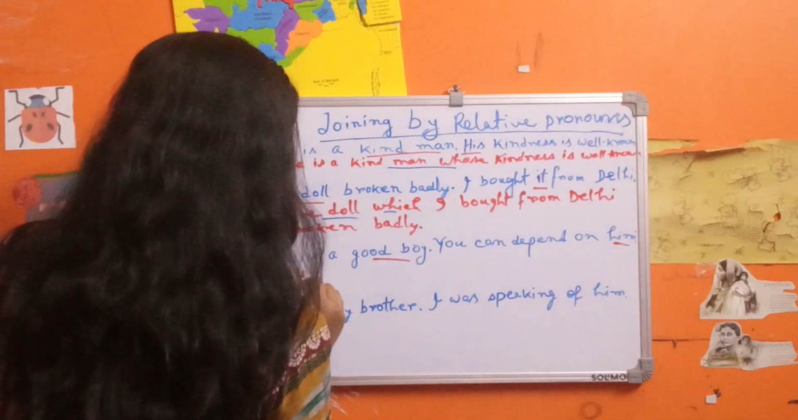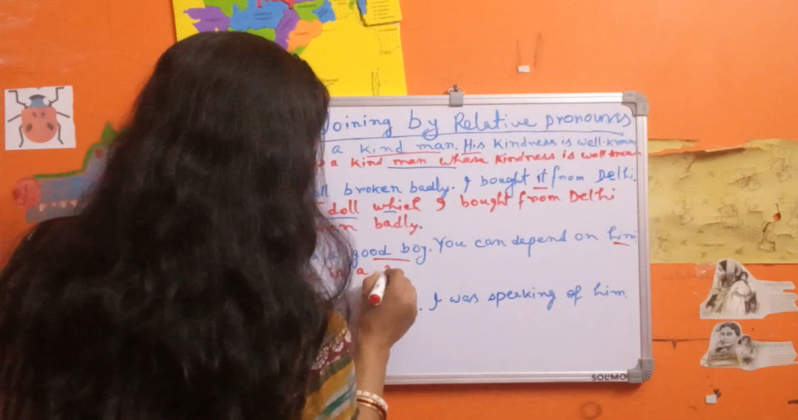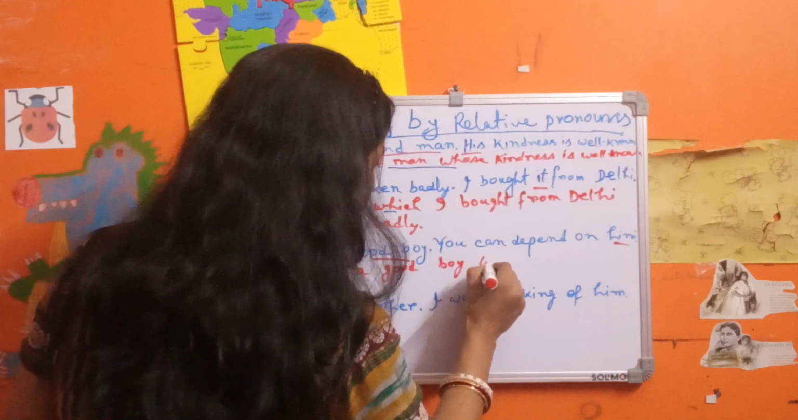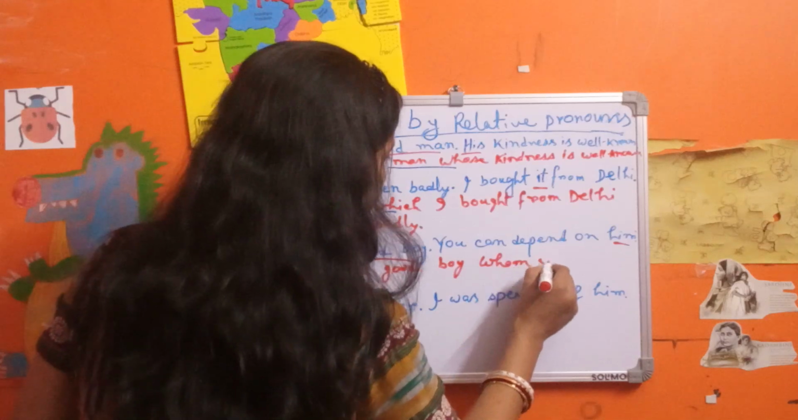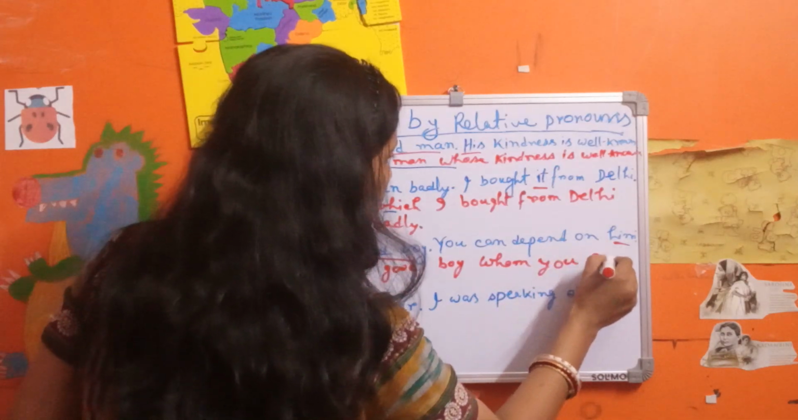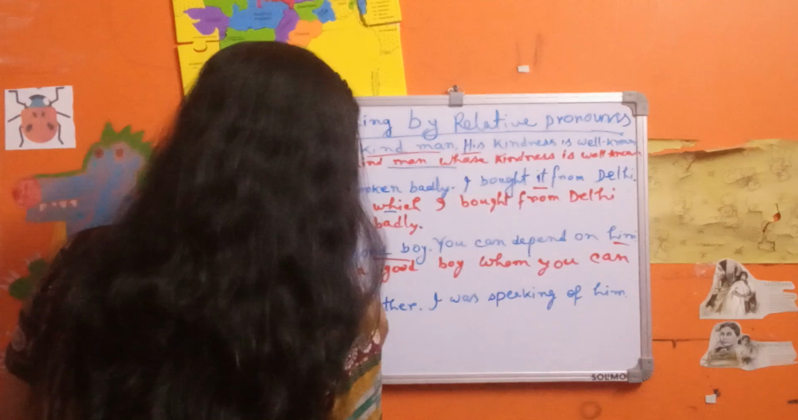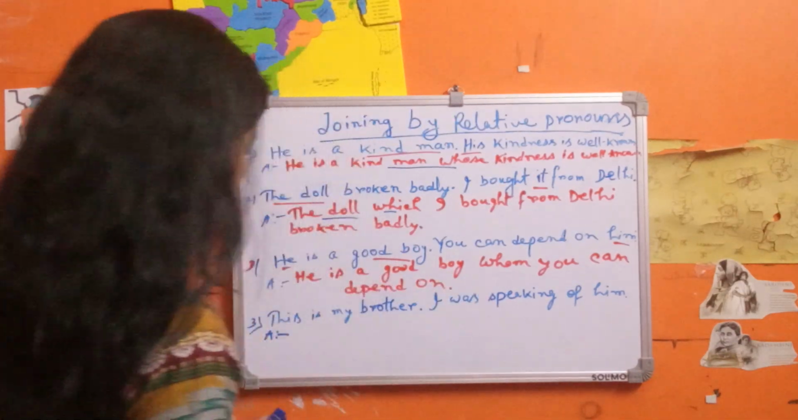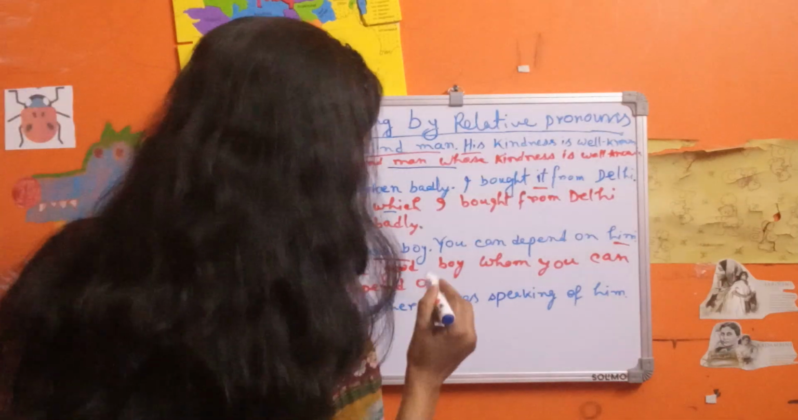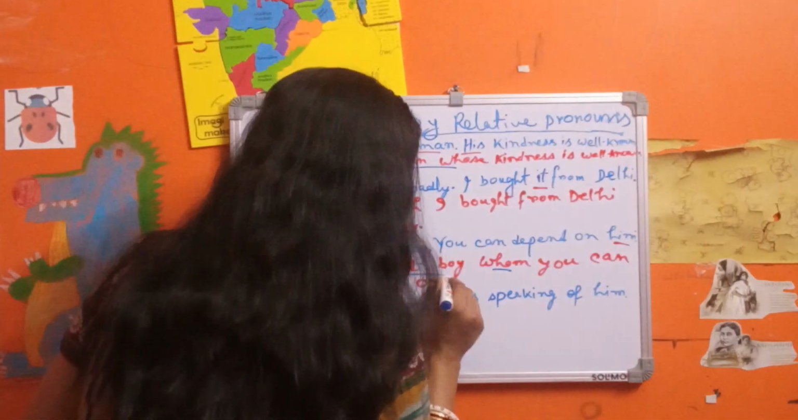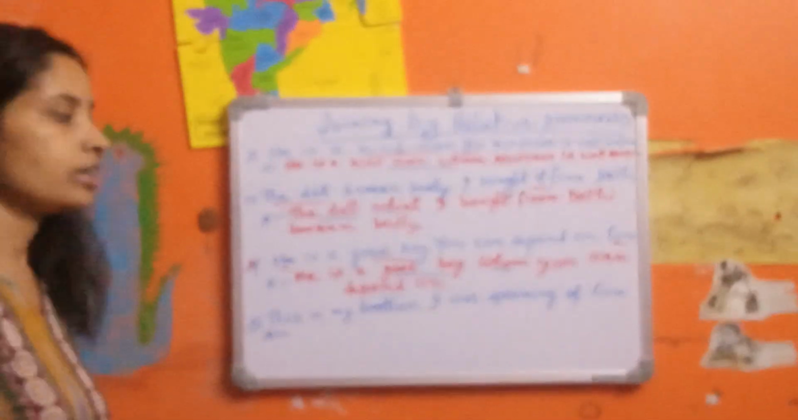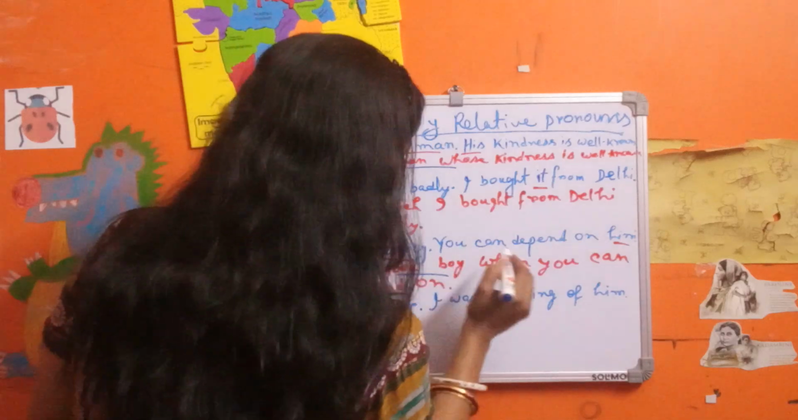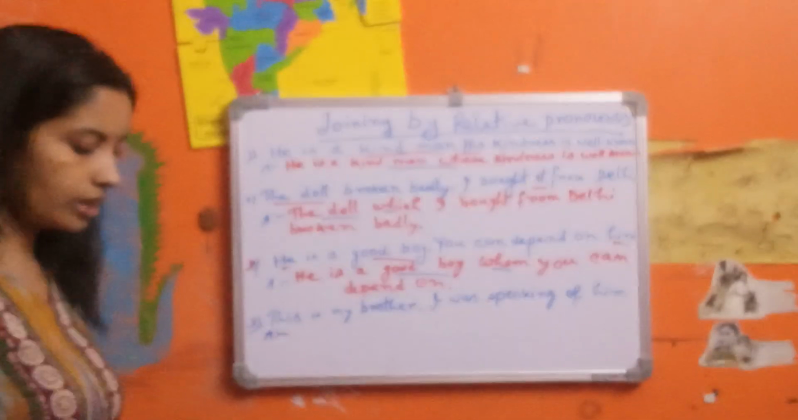He is a good boy whom you can depend on. Here, look, whom refers to good boy. That's why whom sits just after the good boy it refers to. Okay, clear?